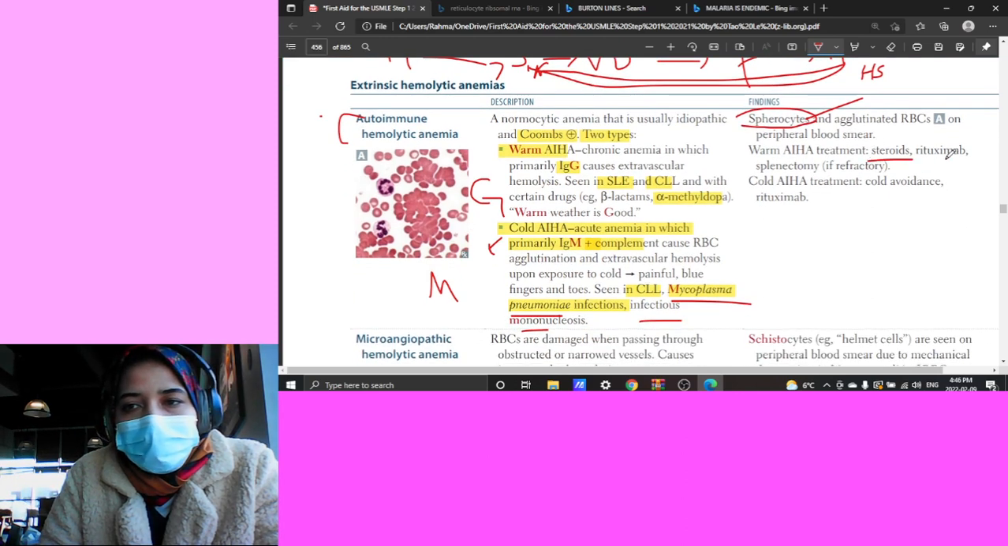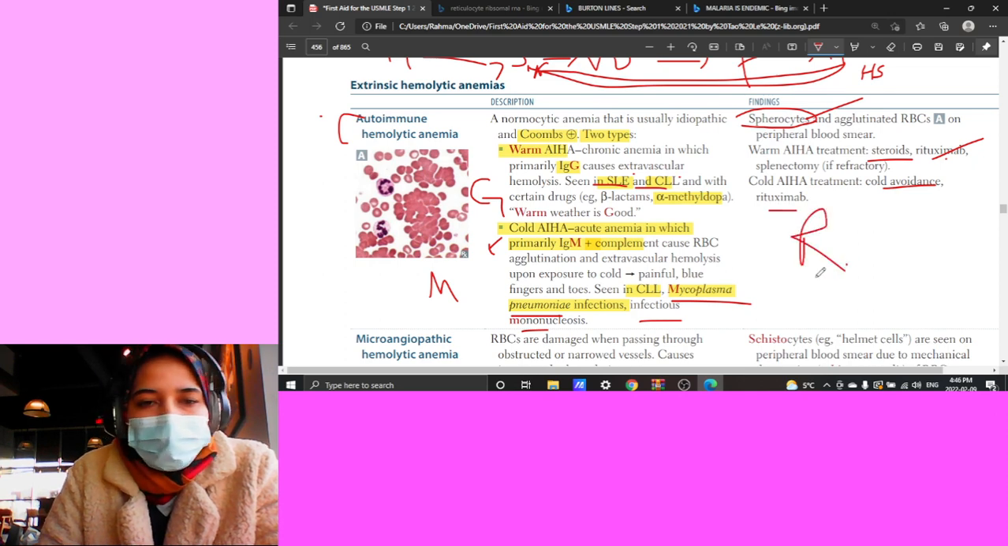Warm, we treat that with steroids. The underlying issue might be SLE or CLL, or it can be refractory, in which case you use rituximab. For the cold autoimmune hemolytic anemia, you avoid the cold and use rituximab as part of the treatment.